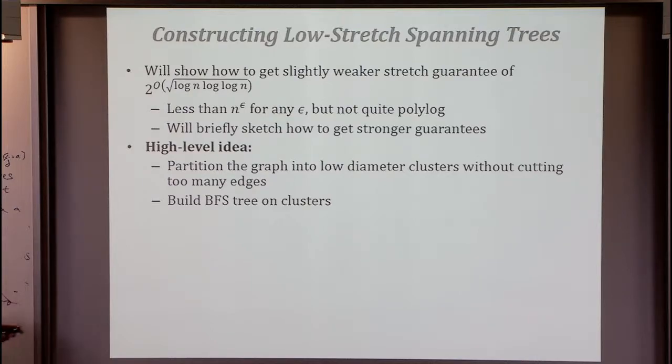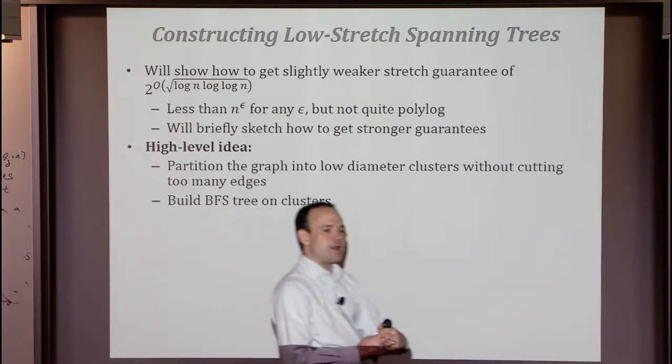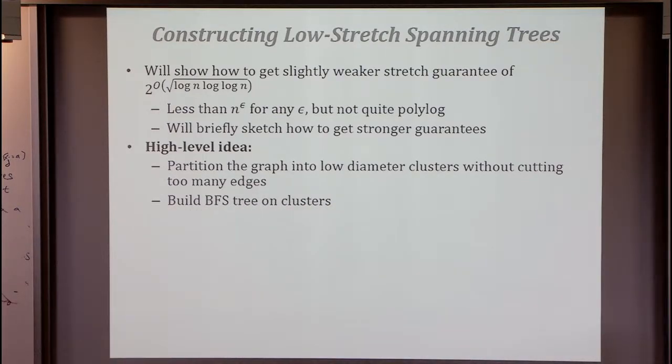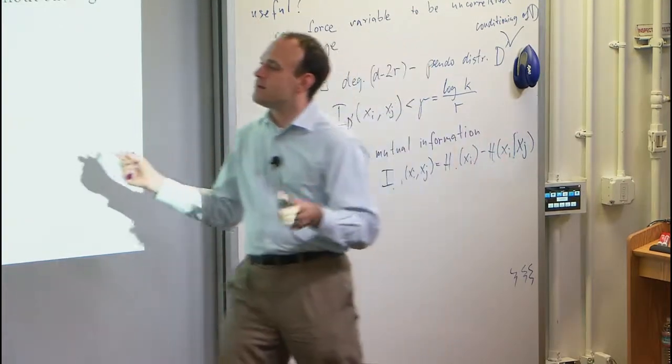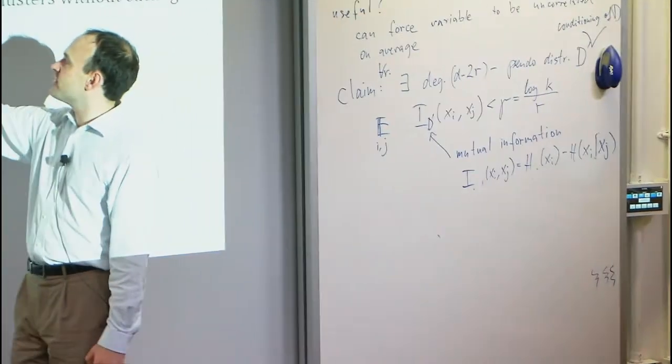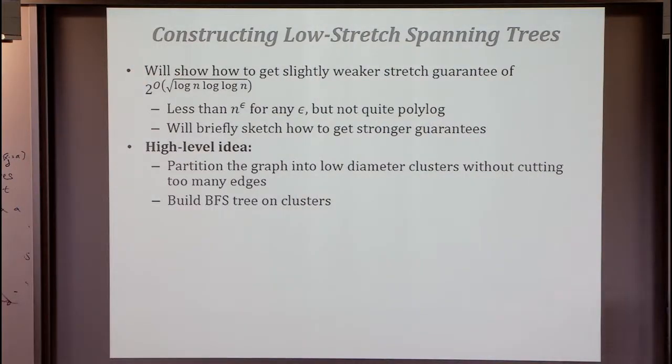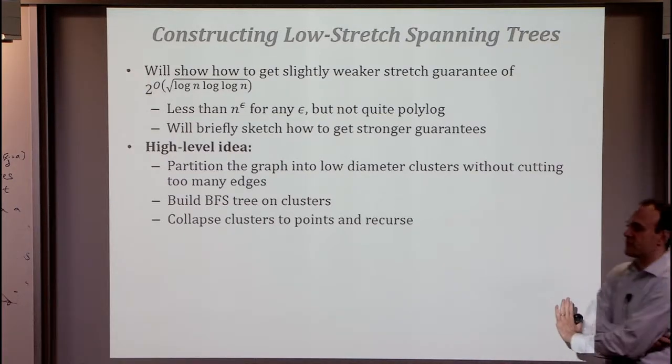So the idea here is I want to get a spanning tree that works well, that captures the edge lengths well. If the graph had low diameter, a breadth first search tree would be great. Because if a graph has low diameter, if I tell you the diameter of a cluster, then certainly a breadth first search tree won't stretch any edge by more than twice that. So what we'll do is partition the graph into low diameter clusters without cutting too many edges. On each of those clusters, we'll build the DFS tree, and then we'll just collapse the clusters to points and recurse.